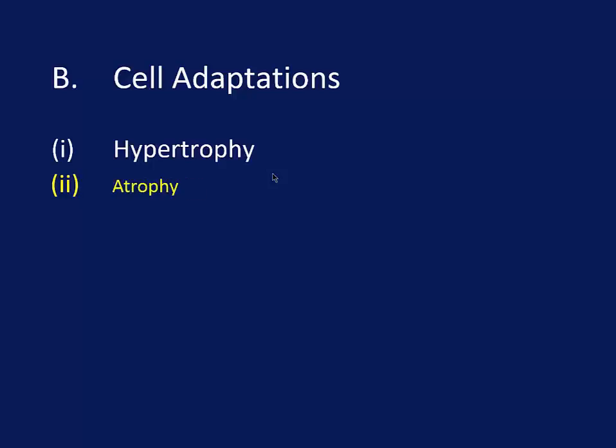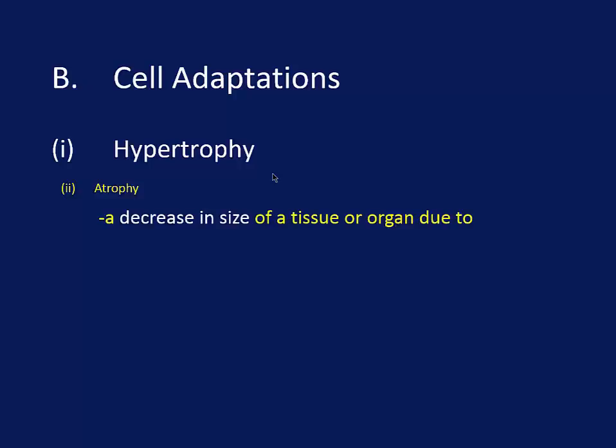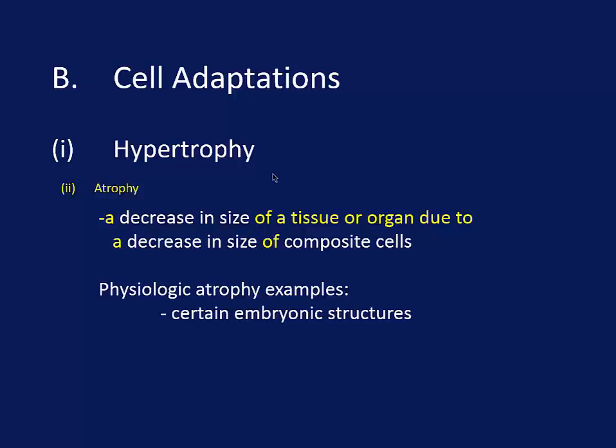The other adaptation which everybody would have heard of is atrophy. Atrophy is opposite to hypertrophy, showing by the cells decreasing in size, and therefore the whole tissue decreasing in size if you go by the letters. So yes, a decrease in size of tissue or organ due to a decrease in the size of the composite cells. Now all of us have experienced this, but you probably don't realize that you have. We have a number of embryonic structures before we are born which go into atrophy, and we are not born with them. And therefore they've gone into what's called physiologic atrophy.